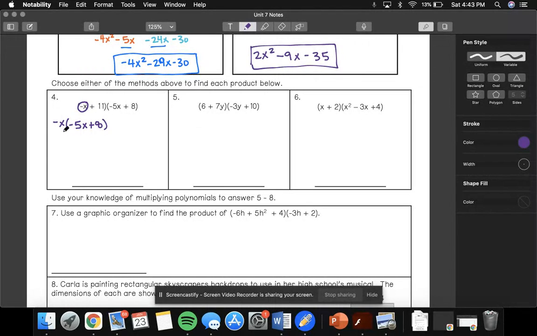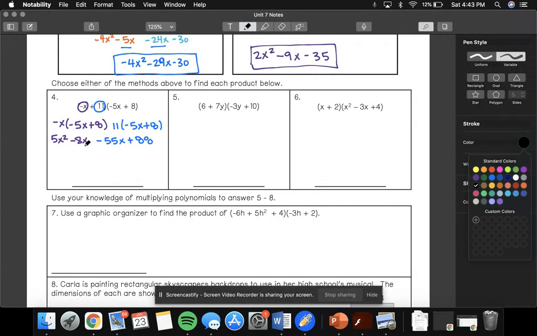Okay, so negative x times negative 5x, which would become 5x squared. Okay. Negative x times 8x would become negative 8x. Okay. Now I'm going to distribute the second term and multiply that to our second set of parentheses. 11 times negative 5x is negative 55x. 11 times 8 is 88.